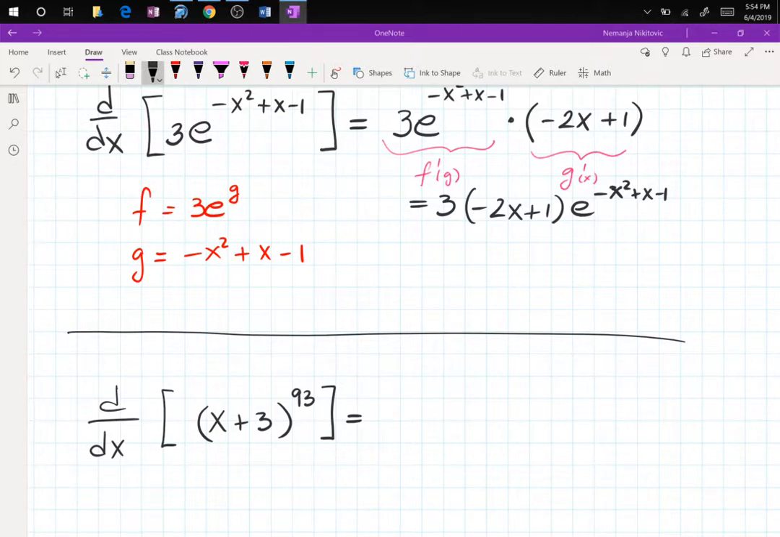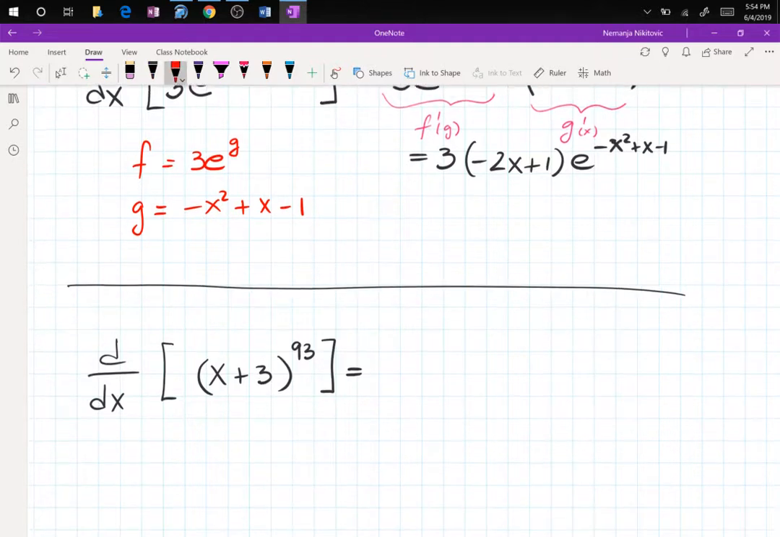But this problem here. You done? No, I'm not sure how to go about this. Any ideas? Yes. This one, x to the 93rd power. Excellent. We'll just call it g to the 93rd power. And what's g? Oh, x plus 3.